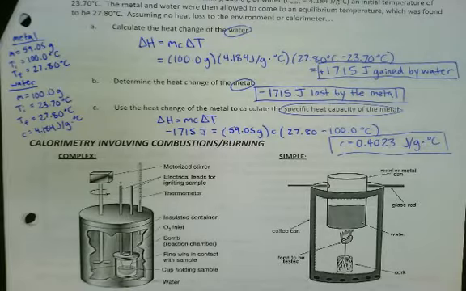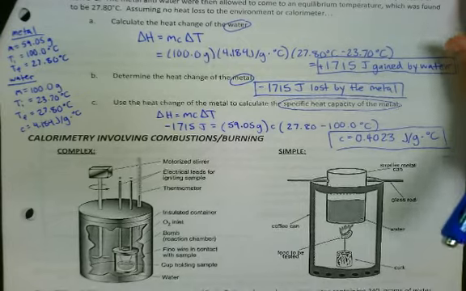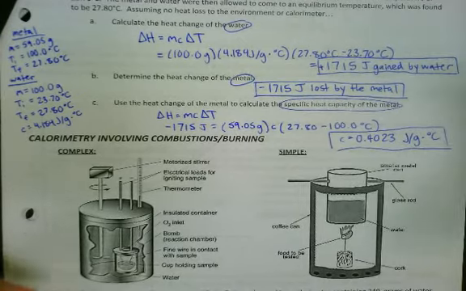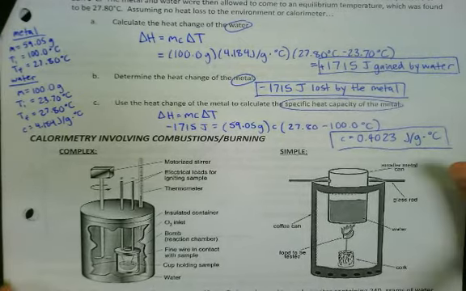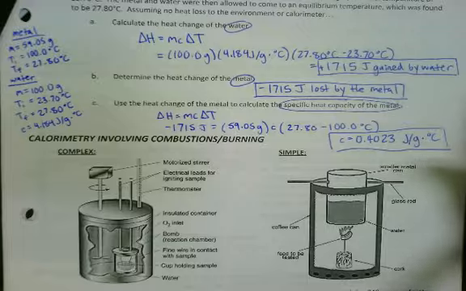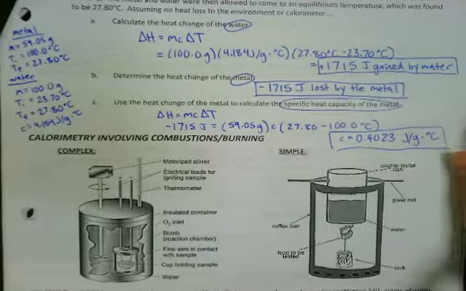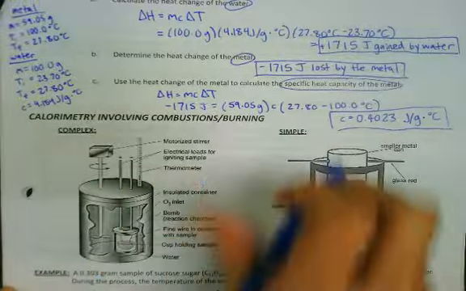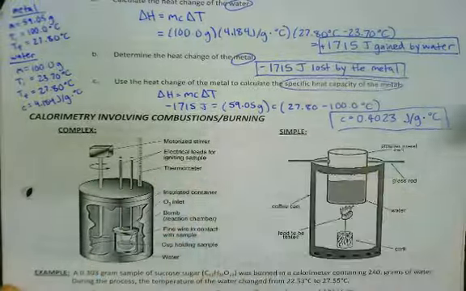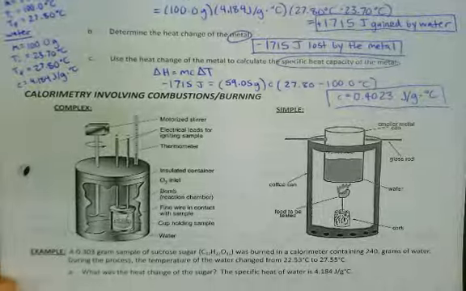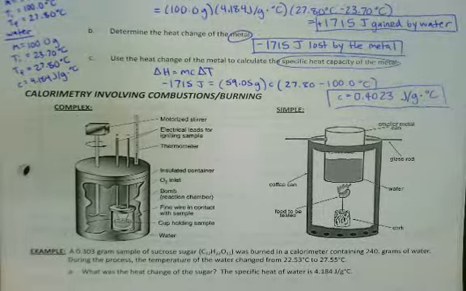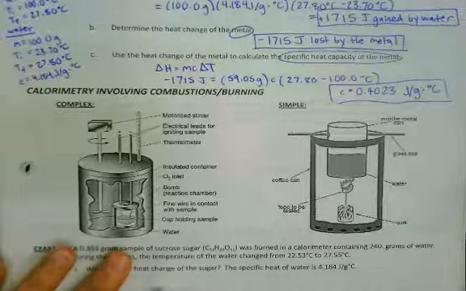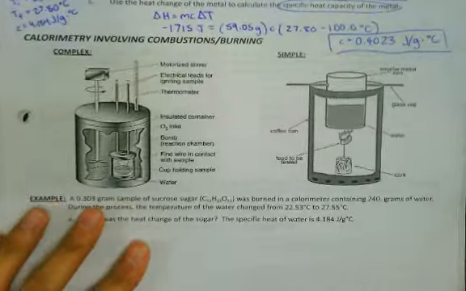Okay. If we don't have any questions at this time about that problem, we're going to go ahead and do this last combustion calorimetry problem, and then I'll give you the answer for the second one so you can check your work. So we just did calorimetry involving metals. That's how you would do any kind of metal calorimetry problem. The other type of calorimetry problem you may run into in this class is a combustion or burning calorimetry problem.